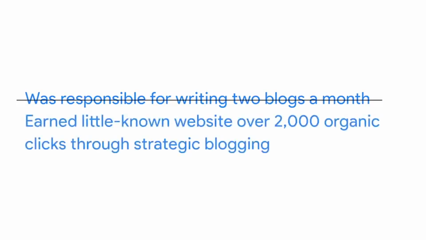One strategy you can use in your summary and throughout your resume is PAR, or PAR statements. PAR stands for Problem, Action, Result. This is a great way to help you write clearly and concisely. So instead of saying something like, was responsible for writing 2 blogs a month, you'd say, earned little-known website over 2,000 new clicks through strategic blogging.